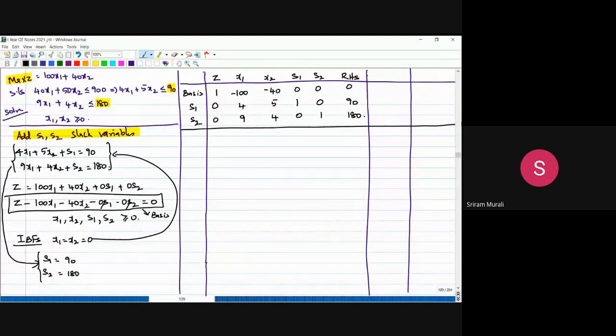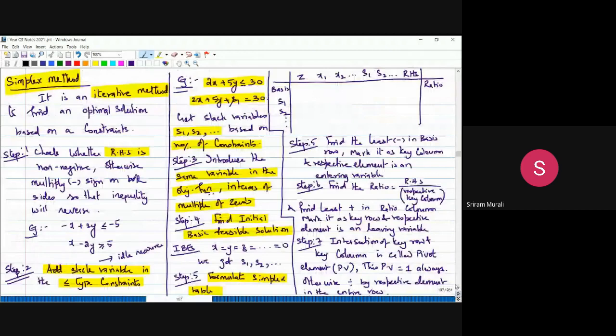So what do I have to compute now? This is what I said in the last step. So formulate the table. Formulated. What does step number 5 say? Find the least negative in the basis row. Mark it as key column, and the respective variable is an entering variable.